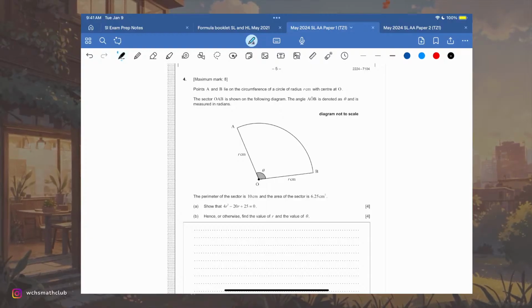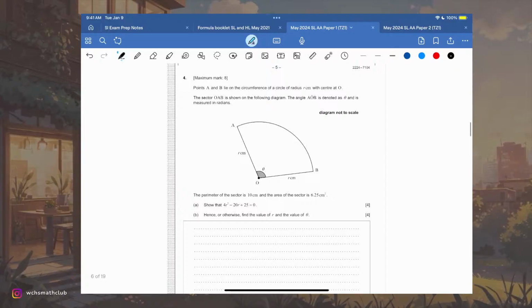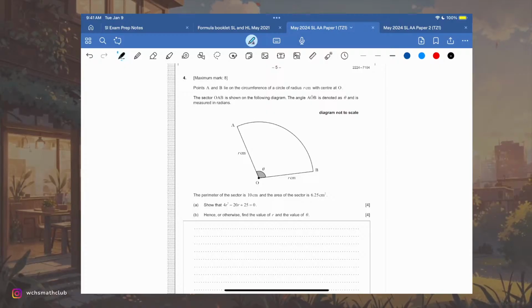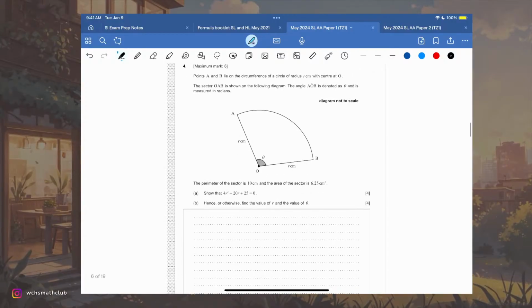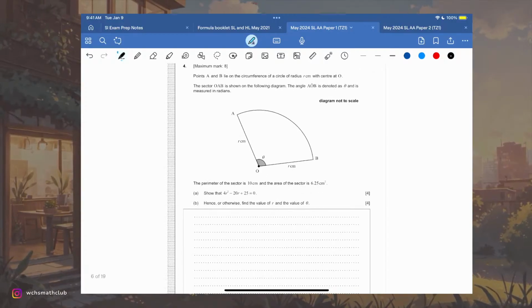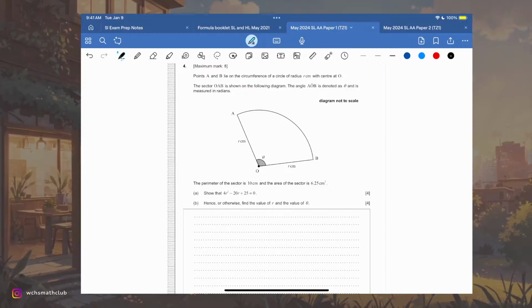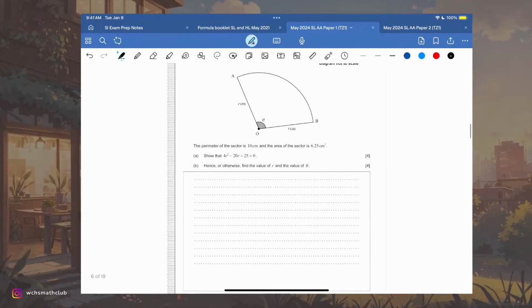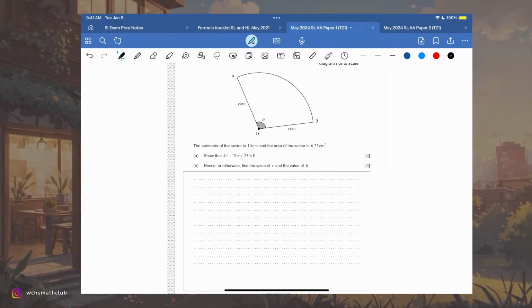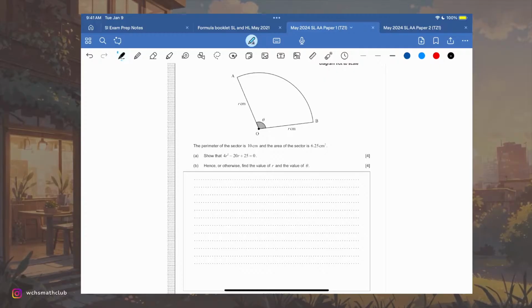Okay, hello. If I were to be completely honest, this is my first time seeing this problem. But that means that I will be employing a lot of the strategies that you can use on the actual exam. Since this is my first time reading this problem, I see that we have this sector of a circle, and we're given 2 pieces of information. The first one says that the perimeter of this sector is 10 centimeters, and the area of the sector is 6.25 centimeters squared.